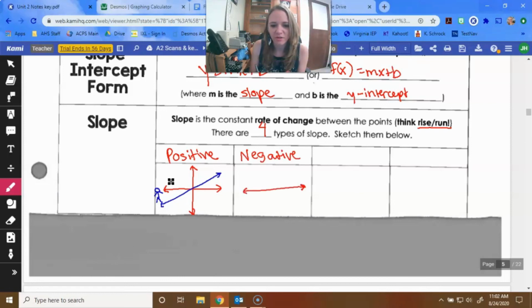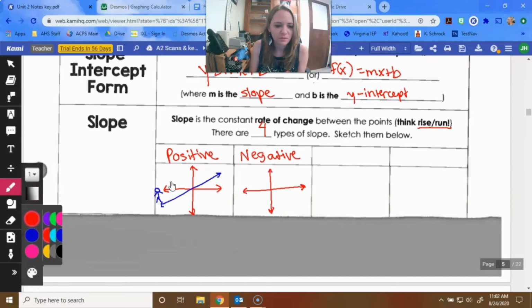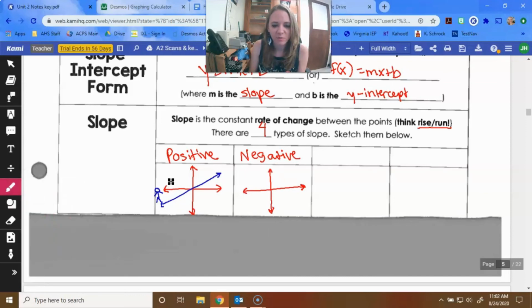So if he's starting on the left-hand side, and if it's a negative slope, he'll be going downhill. So we actually start uphill.